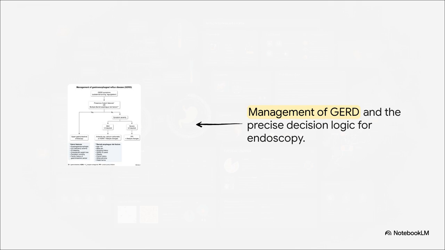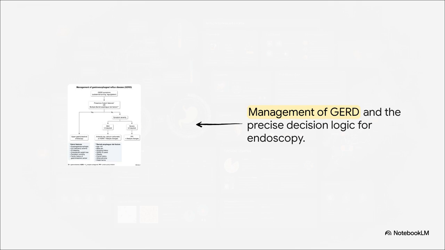Think weight loss and dietary modifications coupled with an H2 blocker or a proton pump inhibitor. If the patient fails a trial of PPI therapy, or if they present initially with any of those alarm features we just covered, then you bypass the medical trial and move directly to an upper endoscopy to evaluate for complications or cancer.